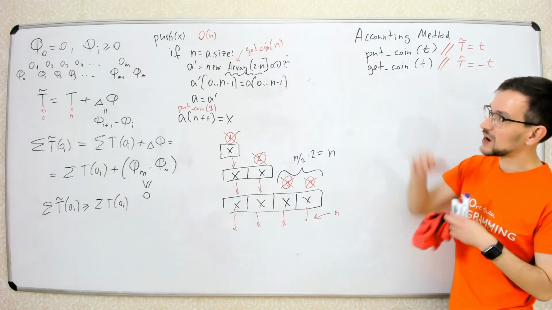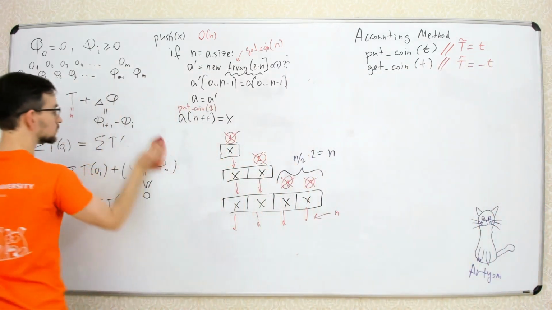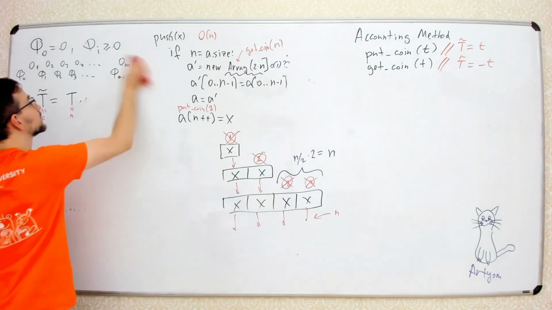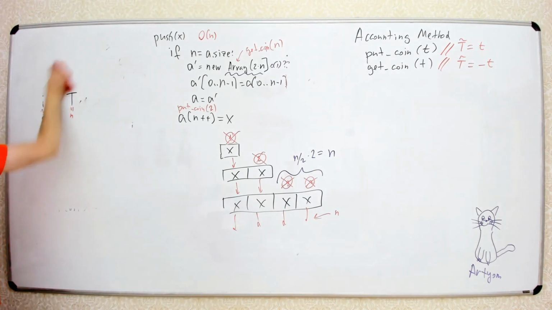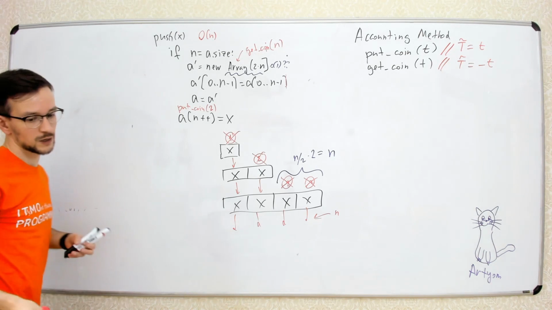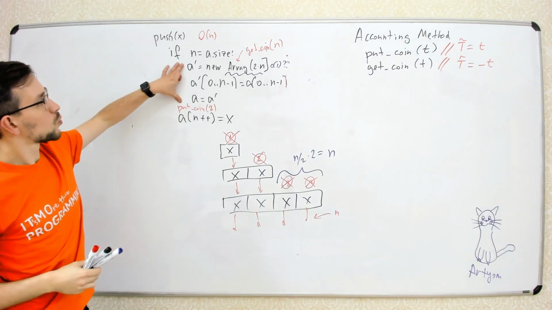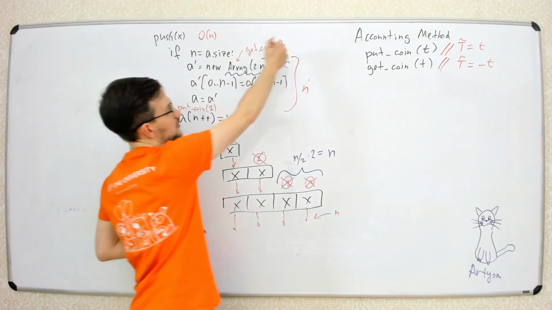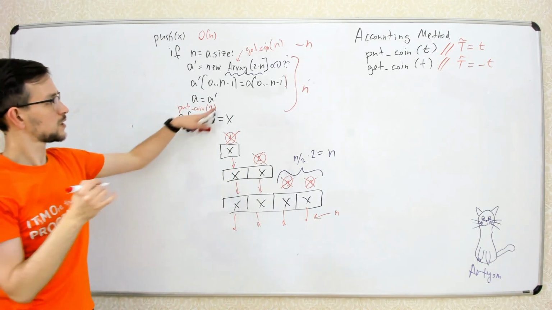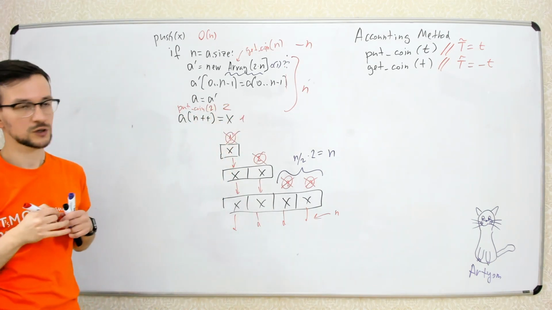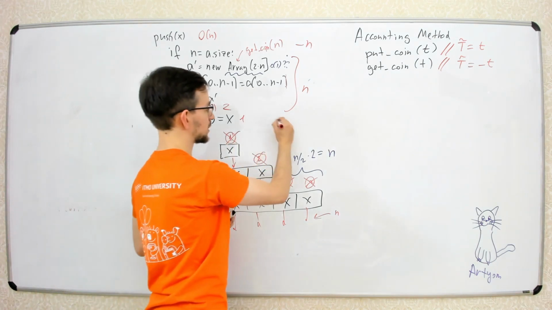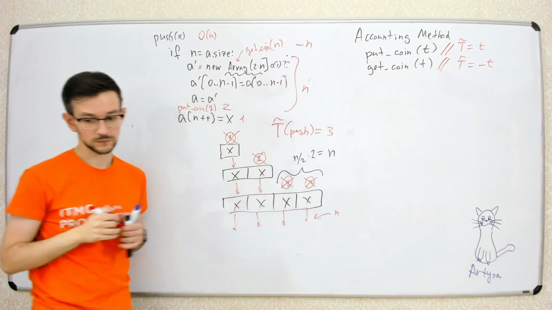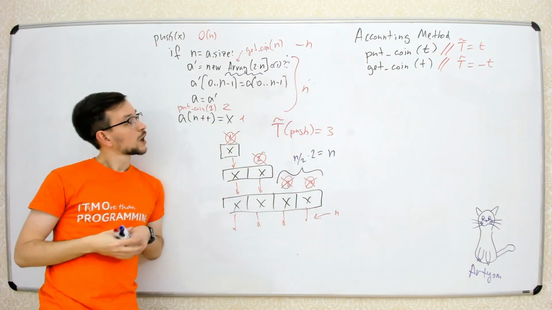Now, let's analyze the amortized cost. Again, here we spend n operations, and here we have get coin, which costs minus n operations. Here we spend 2 operations, and here we spend 1 operation. So the total amortized cost of this push will be 3, like before. That's all.